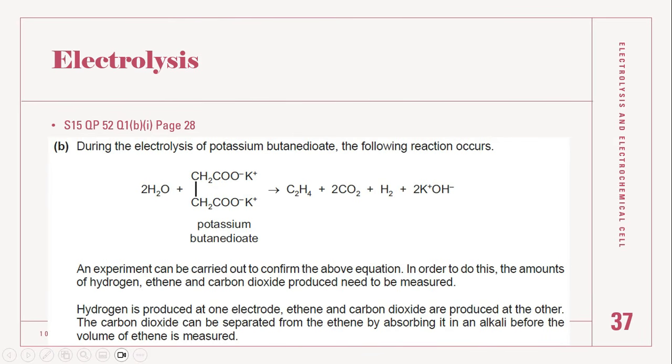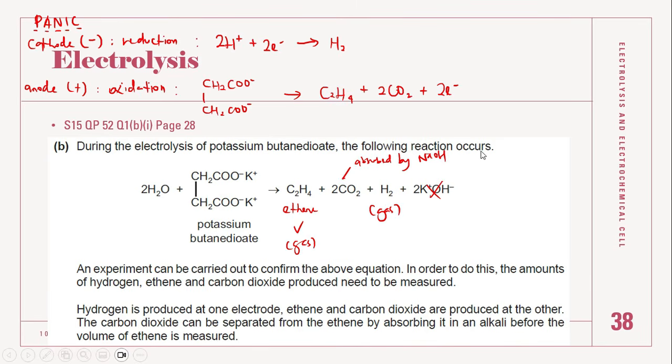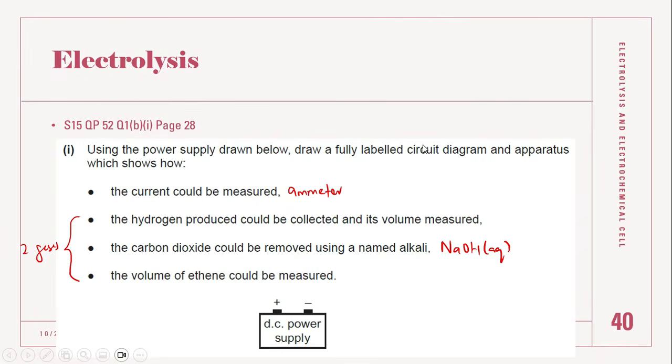So there's a question from summer 2015. They gave the reaction during electrolysis. So you must be able to deduce which is the cathode and which is the anode, because usually in this type of diagram, they will want you to label the electrodes. So use the knowledge that you have learned in the A2 syllabus to identify the cathode and anode in electrolysis. And then the question also says that you must be able to show how you could measure the current, which is by using an ammeter.